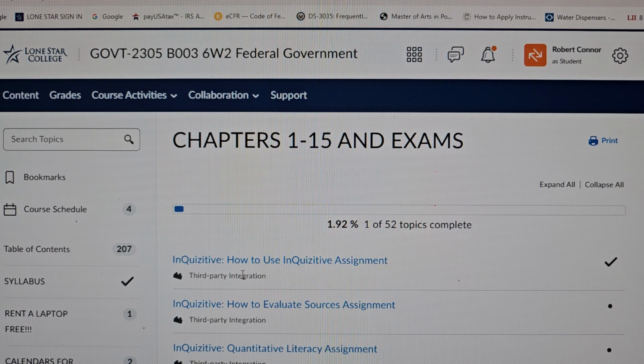So the first thing you need to do, however, is get access to the course. And this costs some money. You have to buy the material. Yes, you may have gone to the bookstore and bought the code or bought the soft cover. That's fine, but this is where you enter it. You click on this inquisitive, how to use inquisitive assignment.